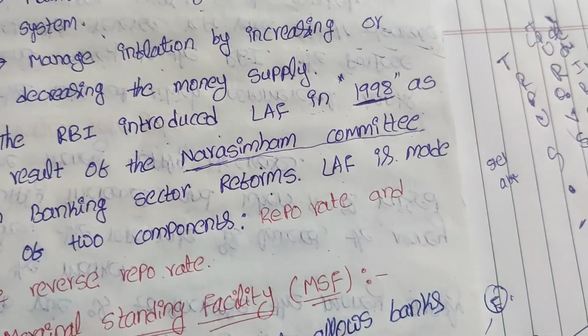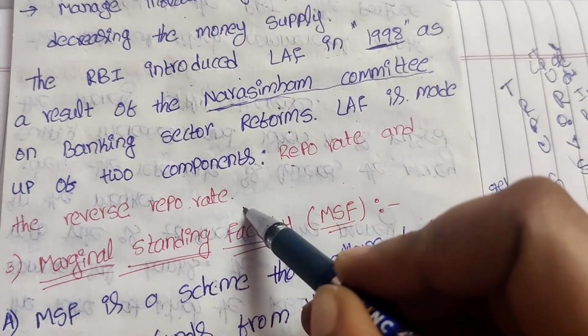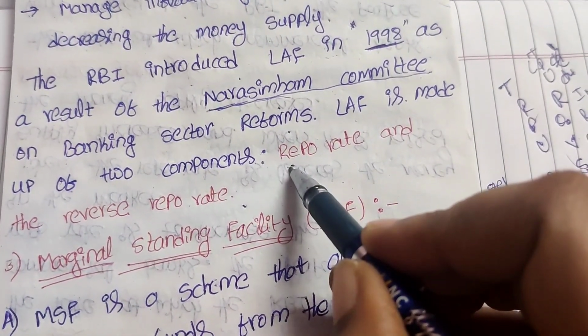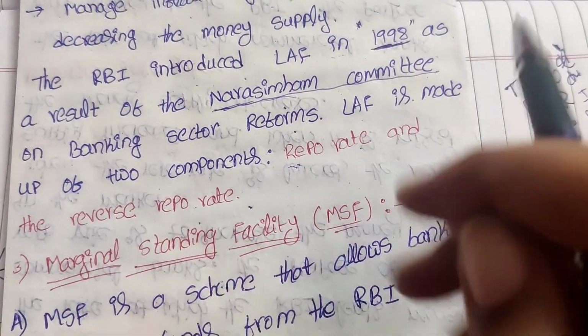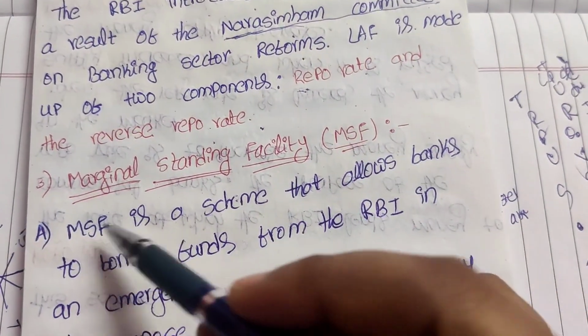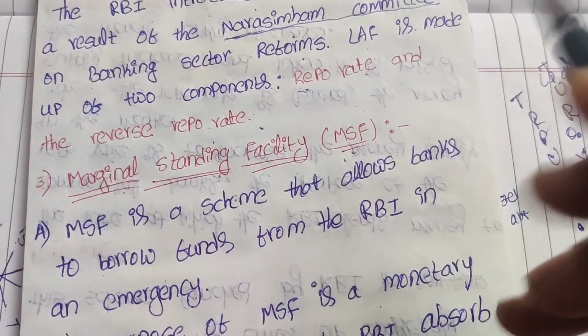LAF is made of two components, that is repo rate and also reverse repo rate. So these are also very important in banking. What is repo rate and what is reverse repo rate? And the next definition is about the marginal standing facility, in short called MSF.